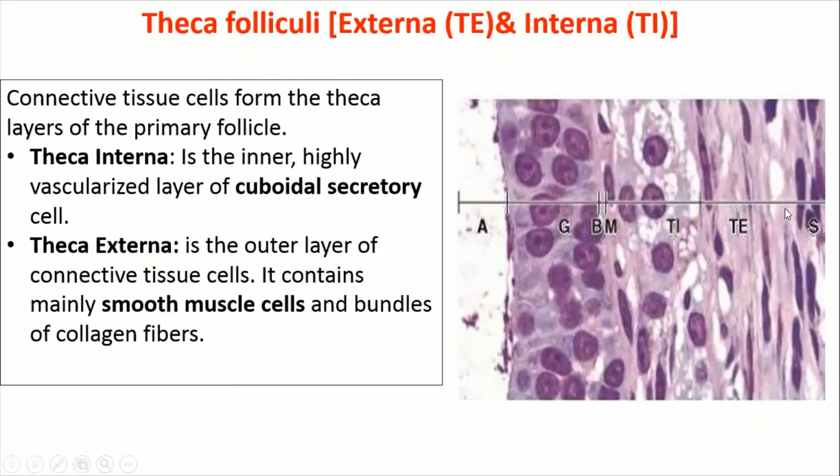This is smooth muscle cells and bundles of collagen fibers. So more of a loose connective tissue layer. The outer layer of connective tissue cells with smooth muscle cells and collagen fibers is called the theca externa. Theca interna will have round nuclei. The cells will be more cuboidal secretory cells with round nuclei, and externa will have elongated nuclei, these smooth muscle cells with the collagen and bundles of collagen fibers. So theca interna and theca externa are derived from surrounding stromal cells around the primary follicle.